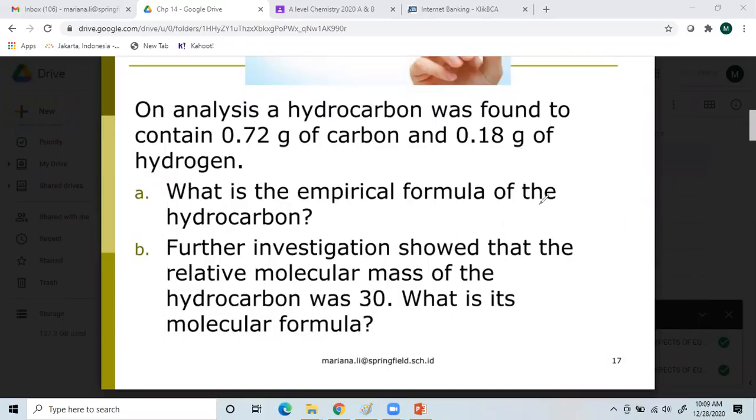Okay, let's discuss the answer. According to chapter 1 about stoichiometry, you already know how to calculate the empirical formula from the mole ratio, right? How to get the empirical formula for this hydrocarbon if it contains this gram of carbon and this gram of hydrogen? You should find the moles of C compared with the moles of hydrogen. You know that moles is mass over AR. So for carbon, this divided by 12. For hydrogen, this divided by 1. Use your calculator. Okay, and then simplify by dividing by the smallest number, which is 0.06. So this gives you a 1 to 3 ratio. So the empirical formula is CH3. MR 30.